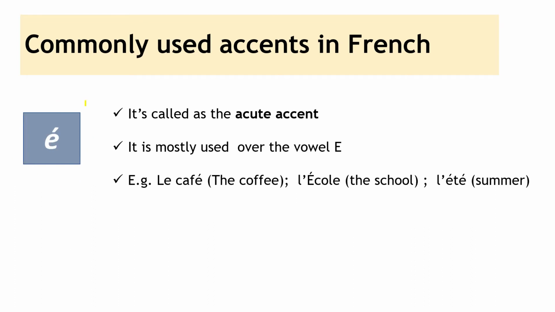Now this one is your acute accent, very commonly used in French. And you will find that it is mostly used over the vowel E. Le café, the coffee. L'école, the school. L'été, the summer. So till now we have learned three important accents in French, very commonly used in French. The grave accent, the circumflex accent, and now the acute accent.